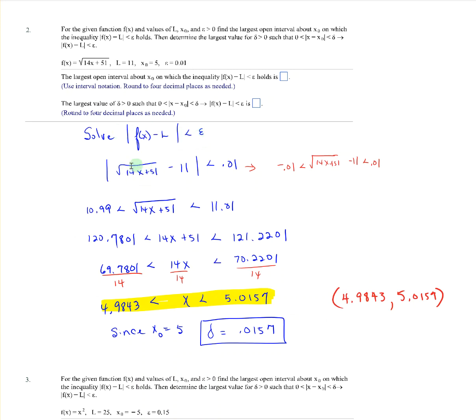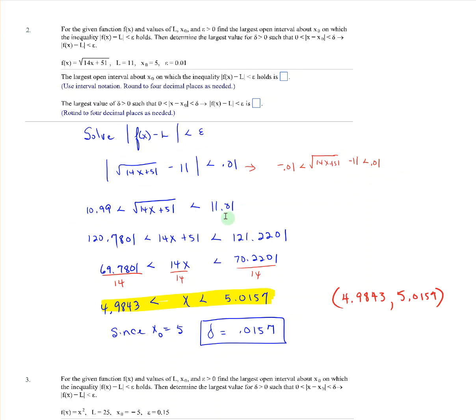We'll put in our f of x minus our limit less than epsilon. And so then we have to have the negative of that here, the positive here. The inside, we do not have the absolute value anymore because that's what we've done here. Then we can add 11 to all three things. That gets rid of the 11, and we have this statement.